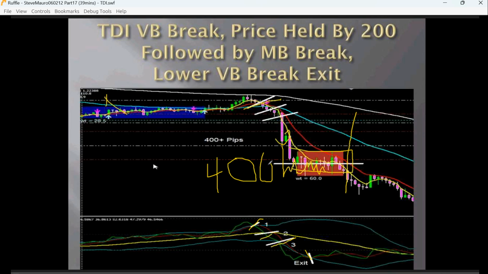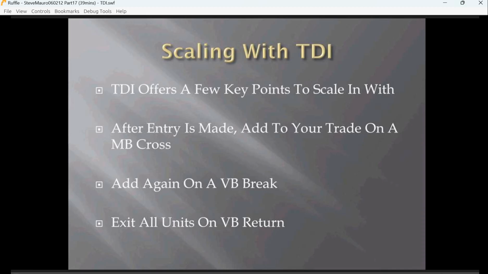All right? Sounds good? That's how we use it as a checkpoint. All right? So scaling in, here are the key points. TDI offers a few points to scale in, can also be used as checkpoints. After the entry is made, add your trade on a market baseline cross. The market baseline is the moving gold line. Add again on a volatility band break, and exit your units on a return back inside the volatility band.